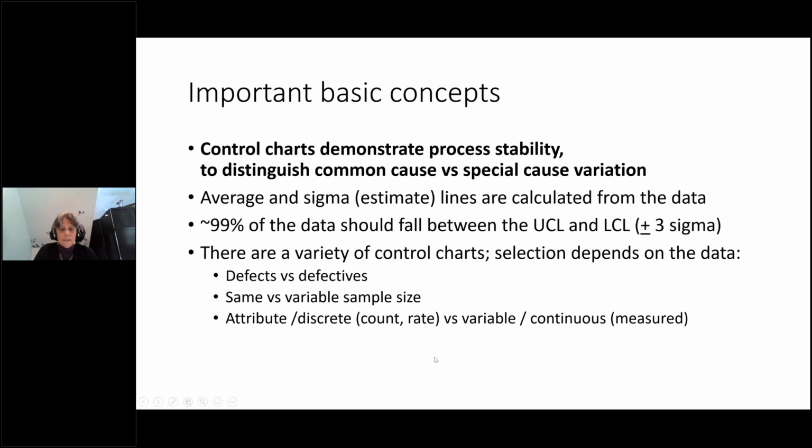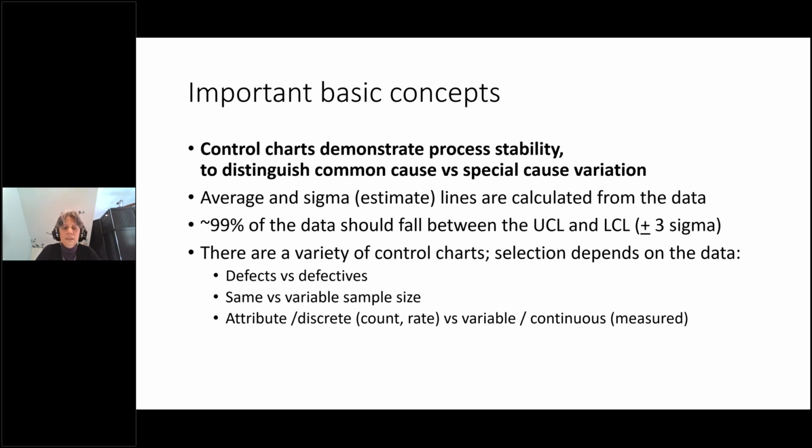And this is getting to the end. I just want to repeat the really basic concepts that I think underpin process control charts. They demonstrate process stability, and the function is to distinguish common cause versus special cause variation. And that's the huge underlying purpose. The averages and the sigma lines, and the sigma lines are estimates, are calculated from the data that you enter.